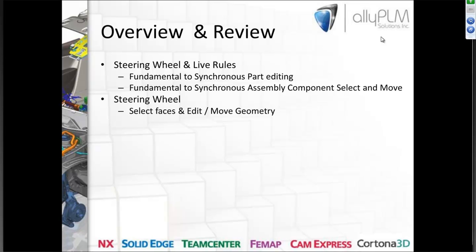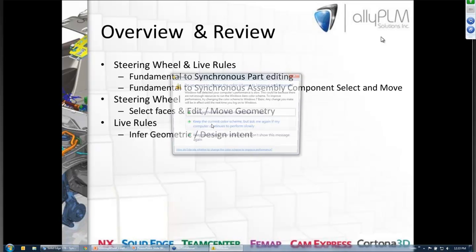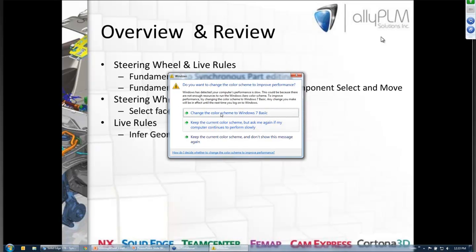The steering wheel allows us to select faces and edit and/or move the geometry, whereas live rules is the technology under the hood that actually infers the geometric or the design intent. And you'll be able to see this more in examples if you haven't had much experience with it in the past.